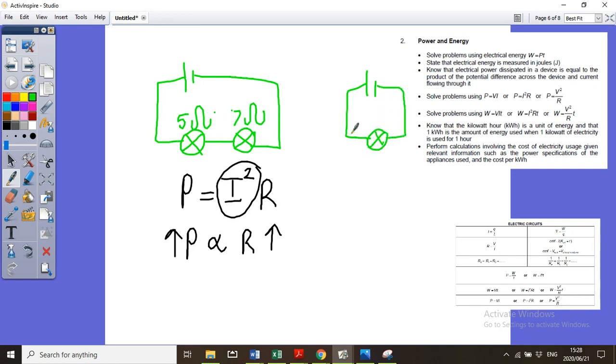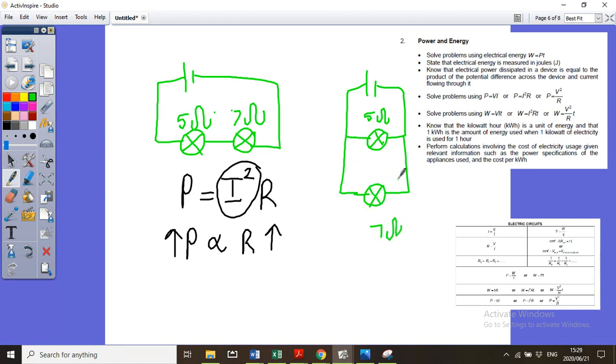now remember, in parallel, the current is not going to be constant, because the 5 ohm resistor is now going to get a greater current. More electrons are going to go through there because it's easier. The resistance is lower. So this 7 ohm light bulb is going to get less current.